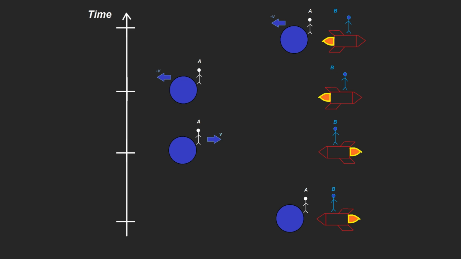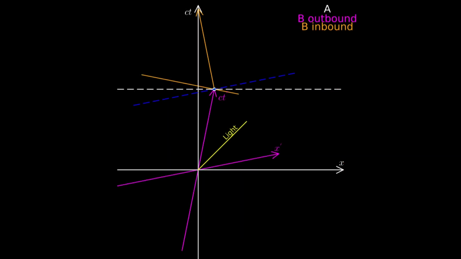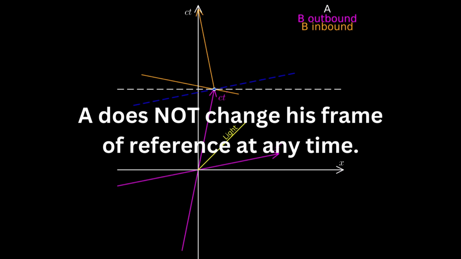Well, the solution goes as follows. We should remember that we don't have only 2 frames of reference in this problem, but 3 actually. The frame A, the outbound frame of B, and the inbound frame of B also. A does not change his frame of reference at any time.